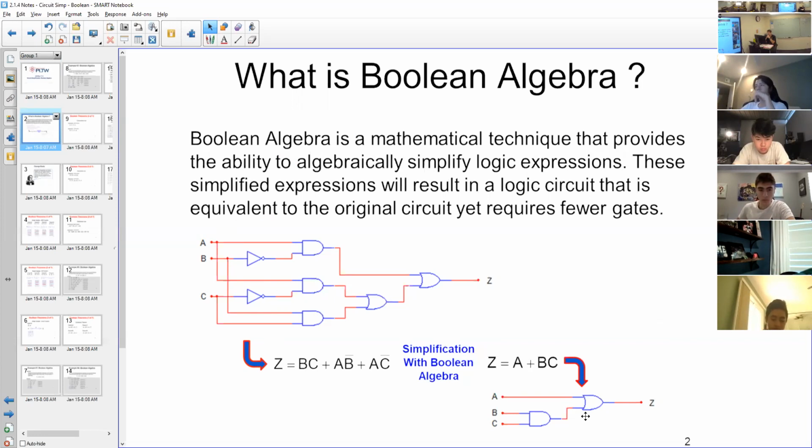So as you can see here, it says Boolean algebra is a mathematical technique. And this is the part I would like you to have in your notes. So I'll give you a few seconds to write it down after I read it through with you. Boolean algebra is a mathematical technique that provides the ability to algebraically simplify logic expressions. These simplified expressions will result in a logic circuit that is equivalent to the original circuit, yet requires fewer gates. So there's not really going to be a lot of writing down, but those couple of sentences I do want you to have in your notes. So I'll give you a couple seconds to write them down.